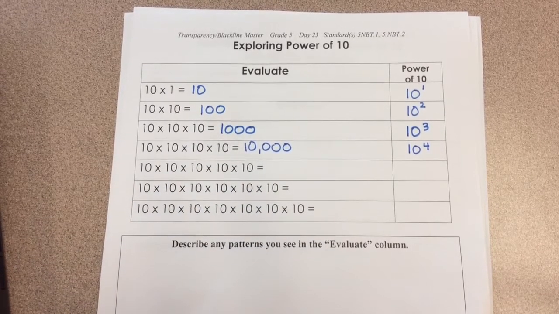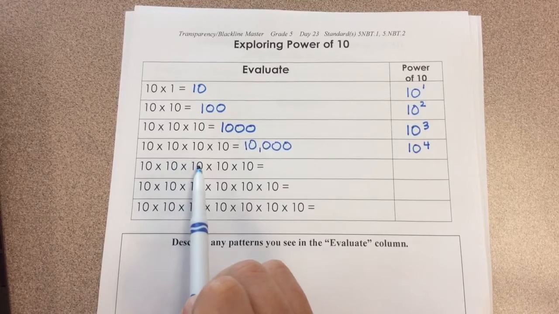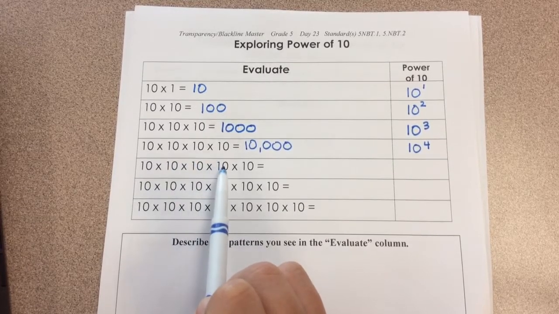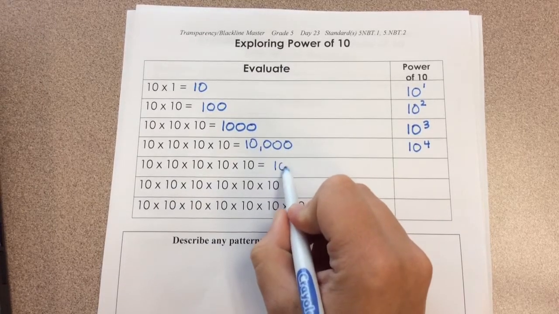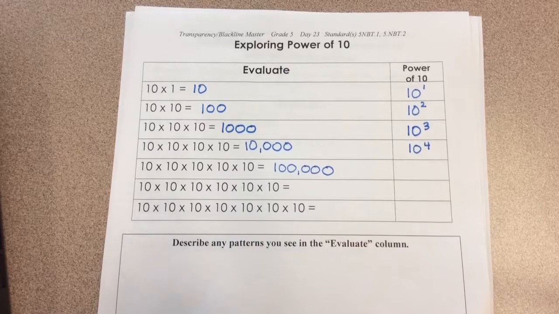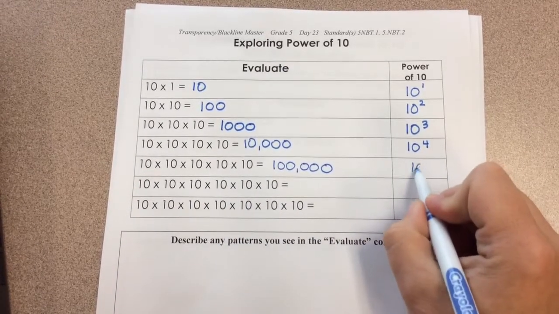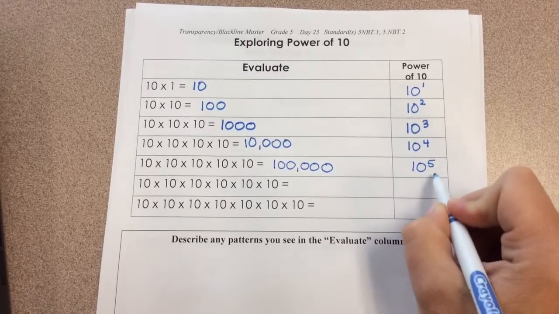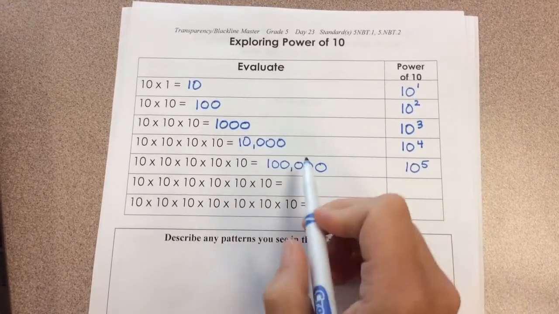Tomorrow, we're going to keep talking about these patterns. 10 times 10 is 100. 10 more is 1,000. 10 more is 10,000. 10 times more is 100,000. That is the answer to that problem, written in powers of 10 or exponents, 10 to the fifth power. So let's talk about this.